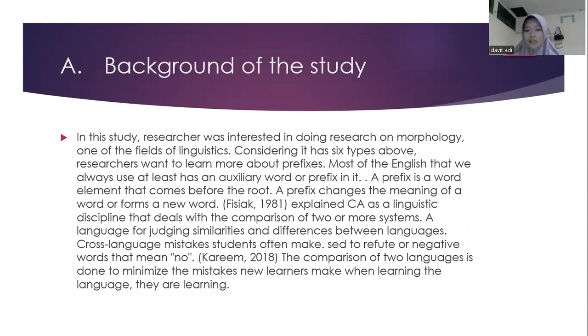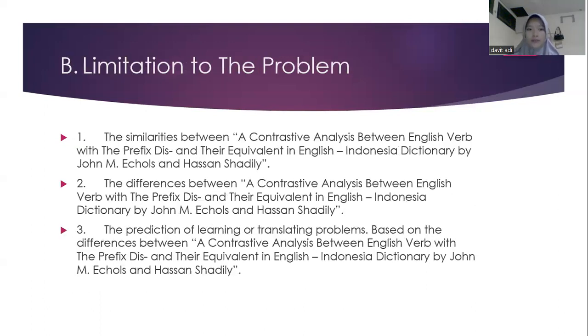First language mistakes students often make, such as adding a prefix to make a negative word that means no. According to Karim 2018, the comparison of two languages is done to minimize the mistakes new learners make when learning the language they are learning. And B, limitation of the problem.